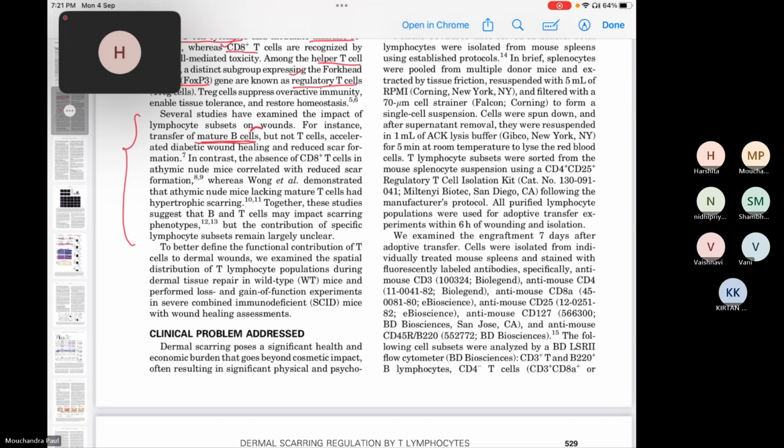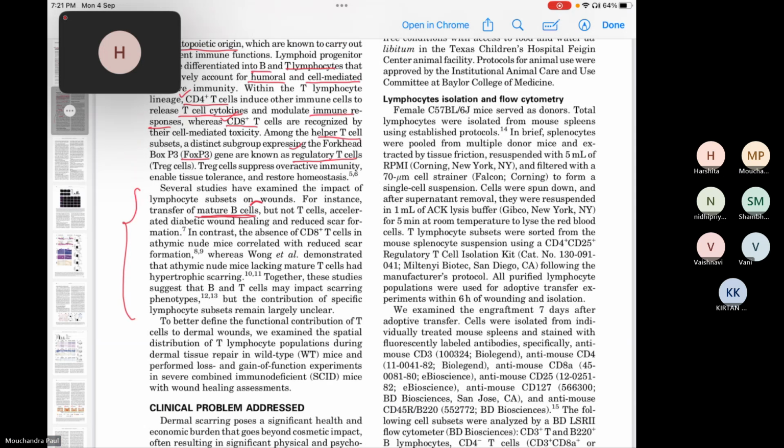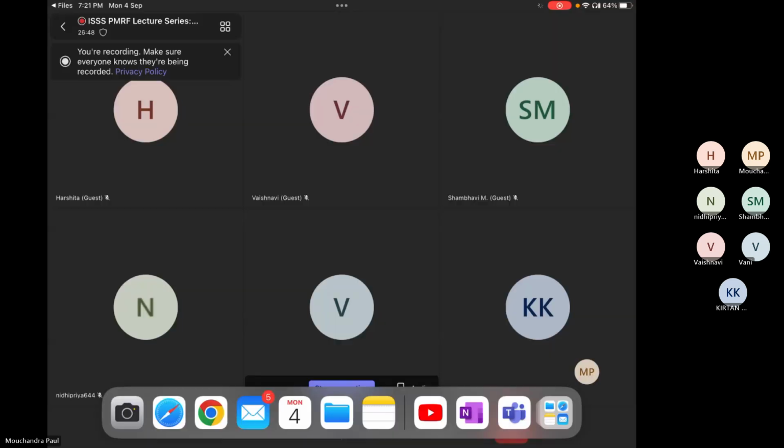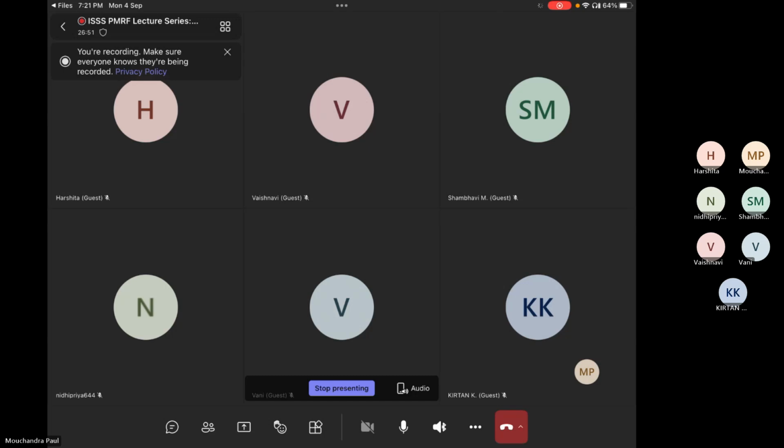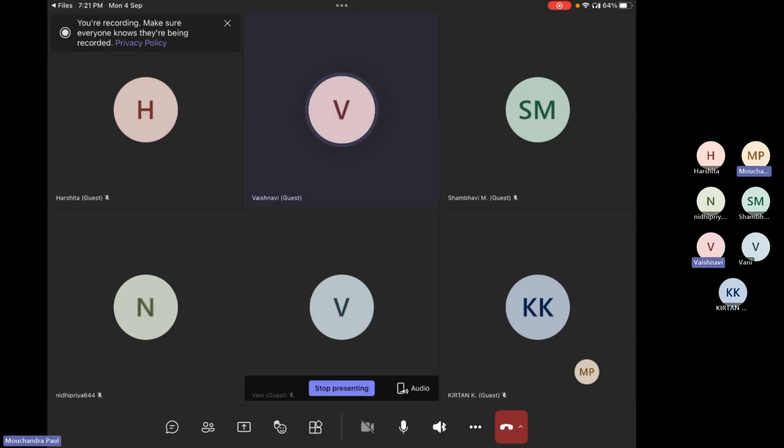Okay. Any doubt so far in understanding anything? Any query? Have you guys understood what they're going to do? Yes, Rashmi ma'am. Okay, so you guys have understood.